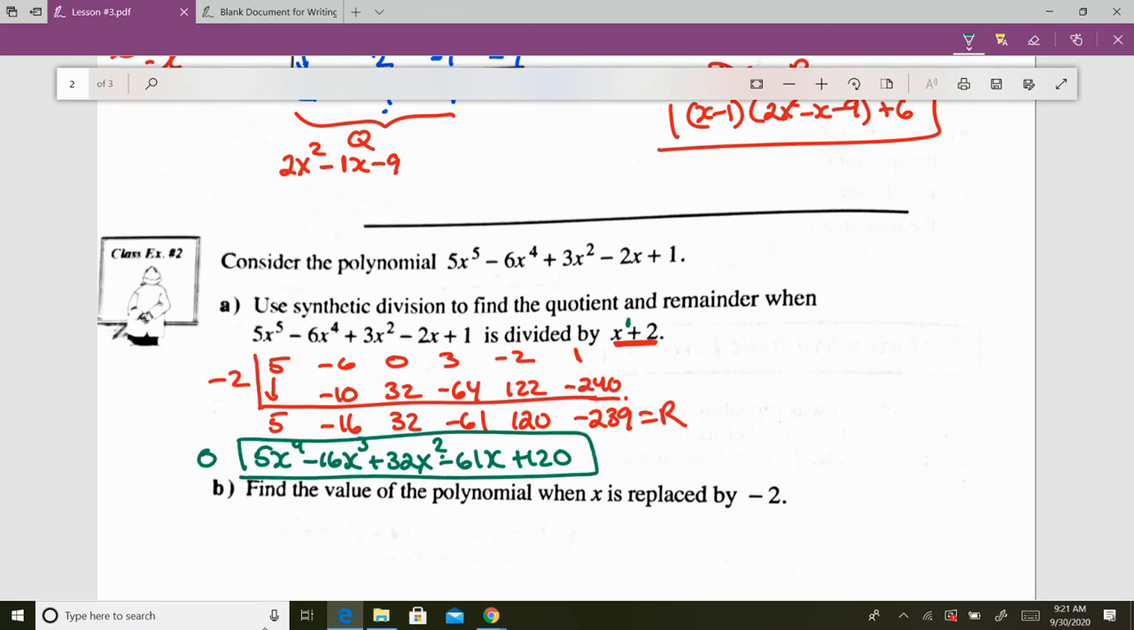That's Q. So dq plus r is going to be, which one, divisor? x plus 2 times 5x to the 4 minus 16x cubed plus 32x squared minus 61x plus 120, plus your remainder, which is minus 239.